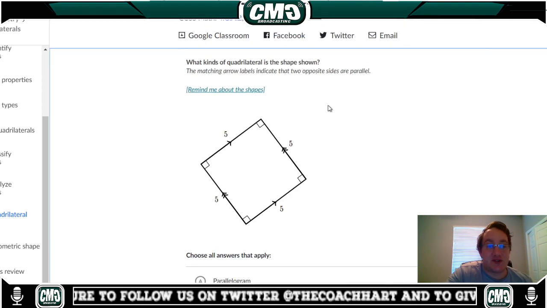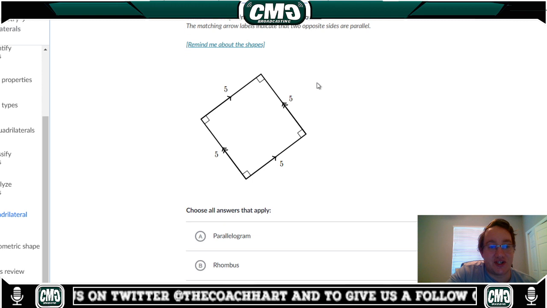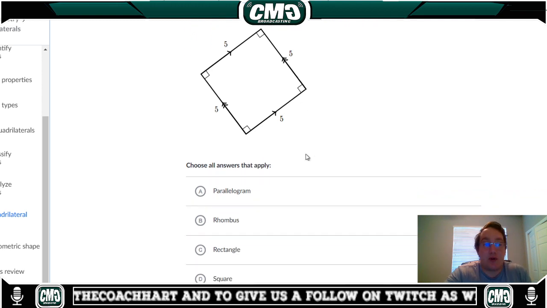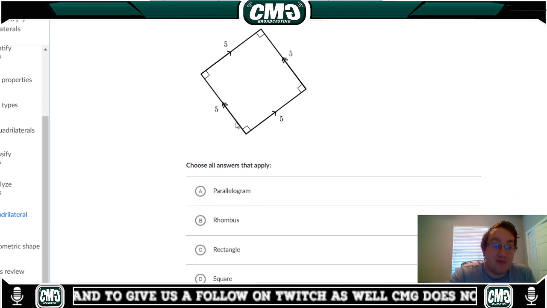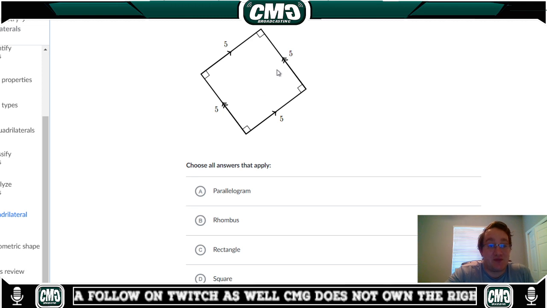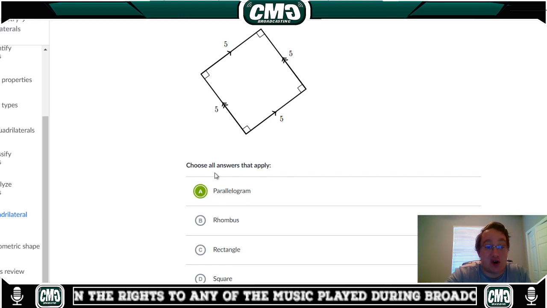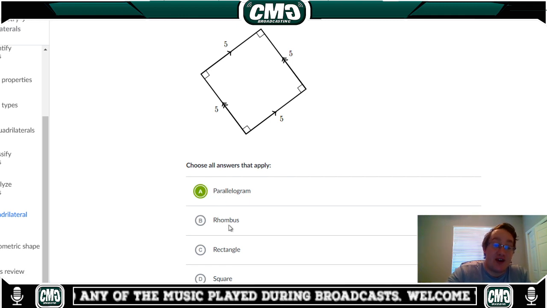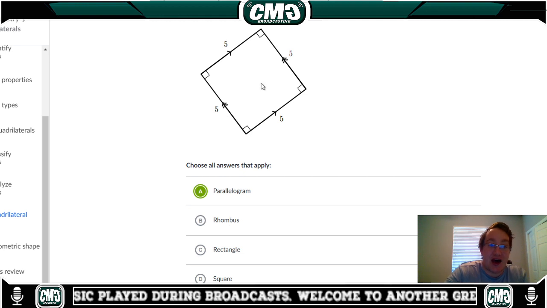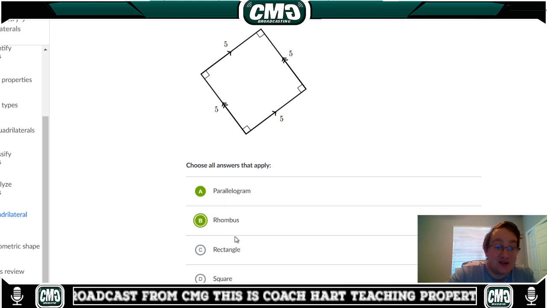And then last but not least, we have what kind of quadrilateral is shown in the shape below. So again, we'll just go through. Do we have a parallelogram? Yes, the opposite sides are parallel. The opposite sides are congruent. They're all congruent, but that still means the opposite sides are congruent. So now we're going to a rhombus. Do we have opposite sides that are parallel? Yes. Do we have all 4 sides that are the same length? Yes. So this is a type of rhombus.